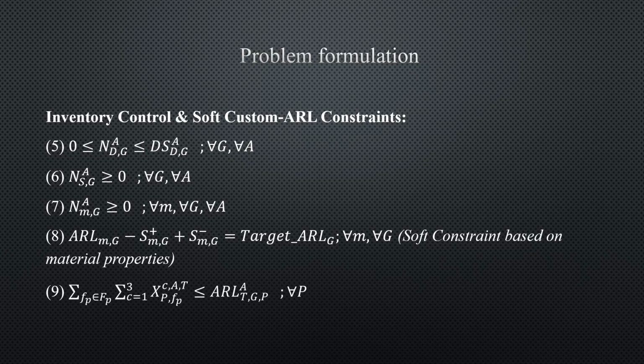Equation number 9, pattern length capability constraint. The total length of all products allocated within each cutting pattern must be less than or equal to the total available length of the corresponding ARL bar.